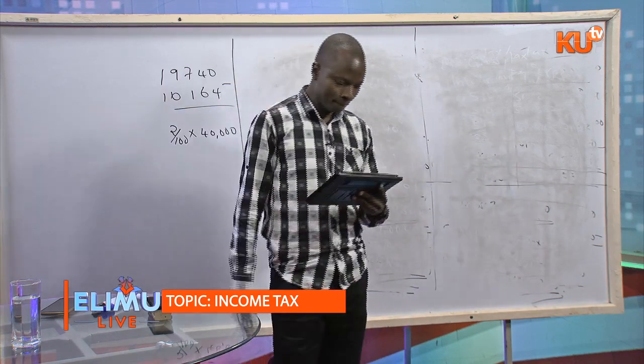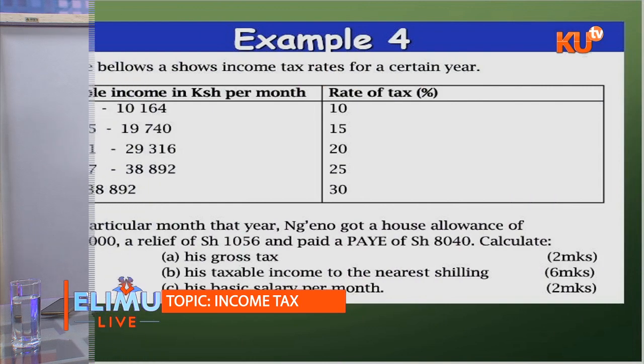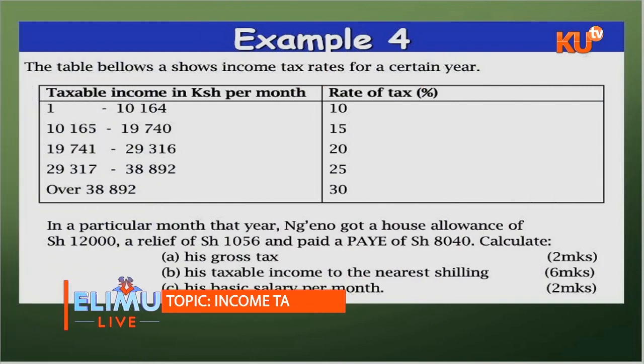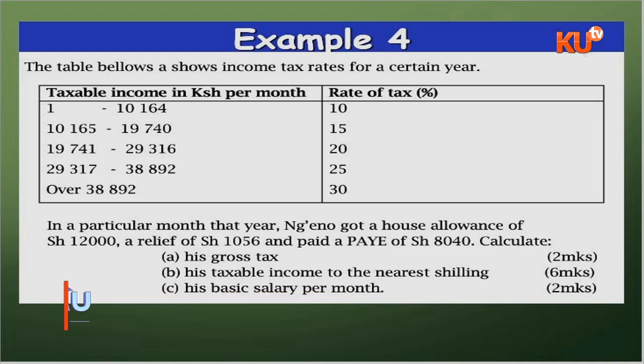So question 4, the table below shows income tax rates for a certain year, taxable income in Kenyan shillings per month, and rate of tax as a percentage. In a particular month that year, Ngeno got a house allowance of 12,000, a relief of 1056, and paid a PAYE of 8040. Calculate his gross tax, his taxable income, and his basic salary per month.